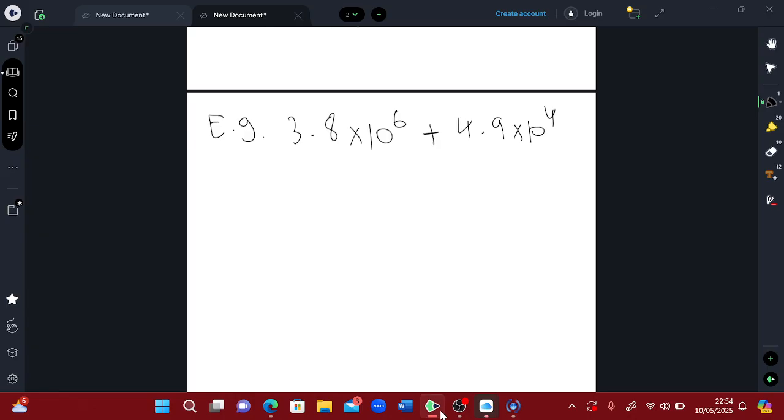So the idea is, when you add, convert it to an actual number, right? This is where you need to know how to convert it. 3.8 times 10 to the 6. Let's plug it in. So 3.8. You're going to want to move 6 decimal points to the right. So it's going to look something like this.